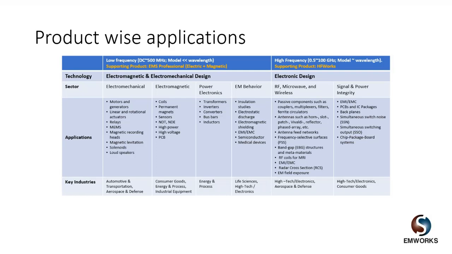And finally, our HFWorks product deals with passive RF and microwave components like couplers, filters, multiplexers, antennas, and it can also be used to conform to signal integrity type of problems. And these plethora of applications ranging from DC all the way to several gigahertz span across several key industries such as automotive, transportation, aerospace, consumer goods, energy, life sciences, and high-tech electronics.